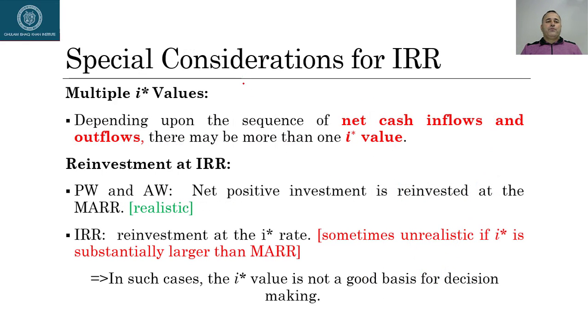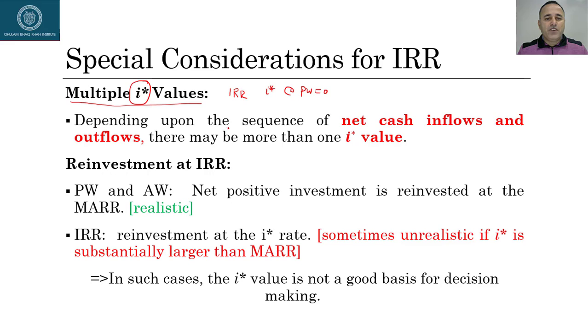Now, there are some special considerations for IRR. One of the considerations that we already covered in example 7.3 and 7.4 is the existence of multiple IRRs. So this refers to IRR because IRR is a rate at which your PW is equal to 0.